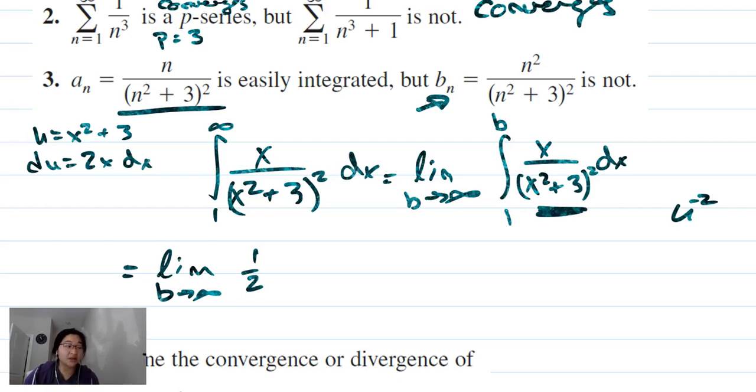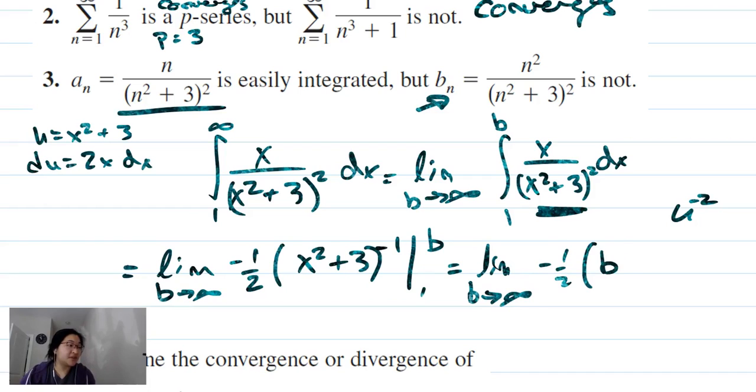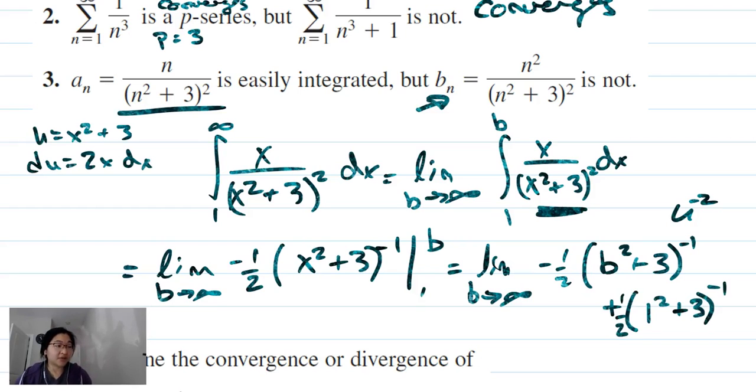So when we integrate that, we're going to get what? Negative, and then u, which is x squared plus 3, to the negative 1 power, and we're going from 1 to b. And so from here, what do we get? We get that this is a limit as b approaches infinity of negative 1/2 times b squared plus 3 to the negative 1, minus negative 1/2 times 1 squared plus 3 to the negative 1 power.